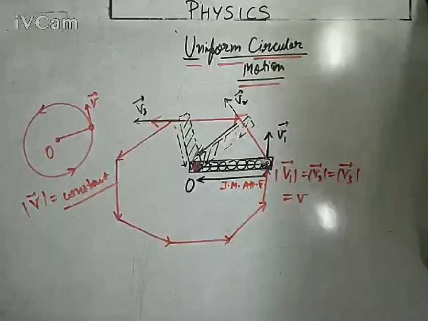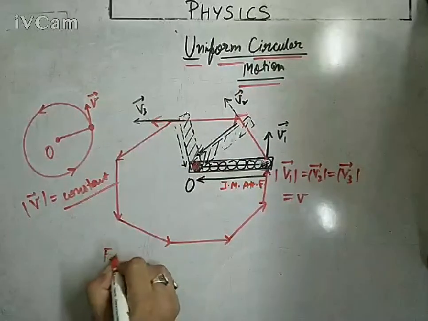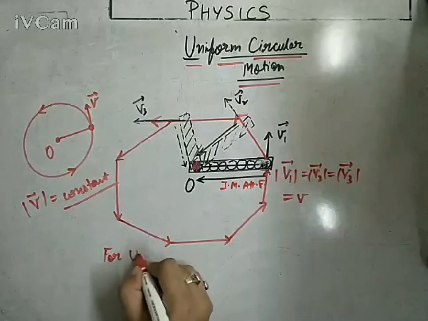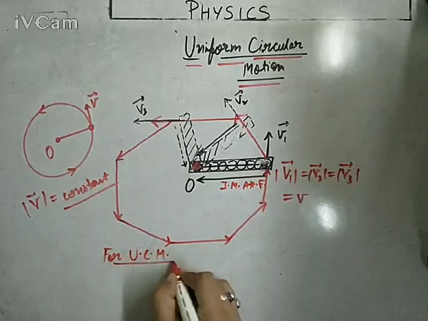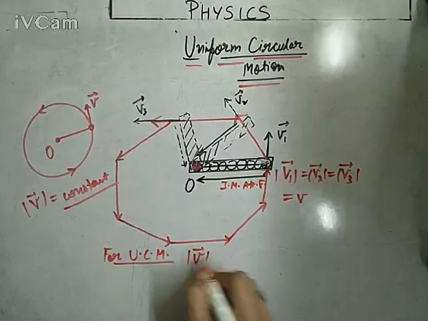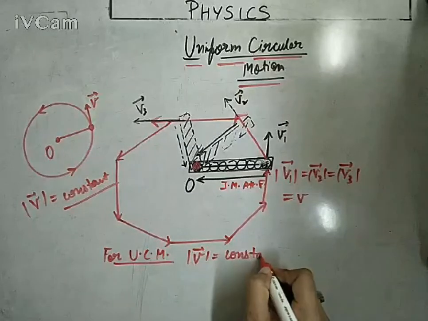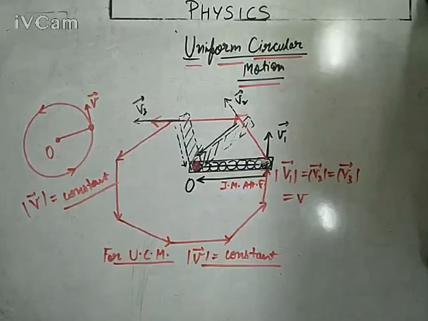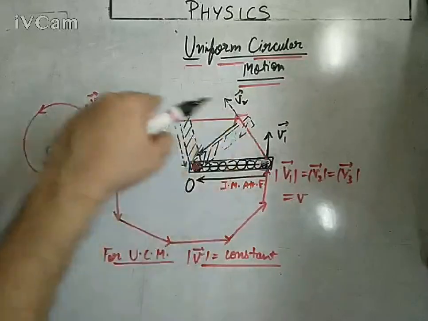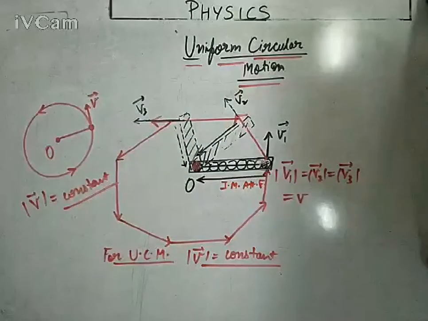For uniform circular motion, let me write it for you. For uniform circular motion, velocity's magnitude will remain constant, not the velocity, because its direction every time is getting changed. Since the velocity's direction is getting changed, the entire velocity will get changed also.